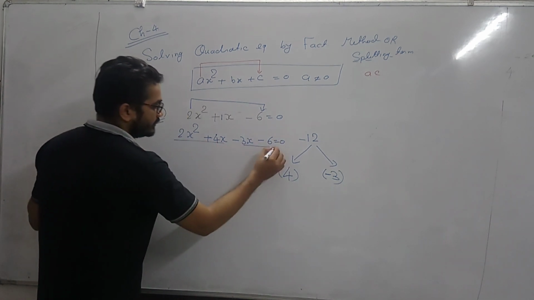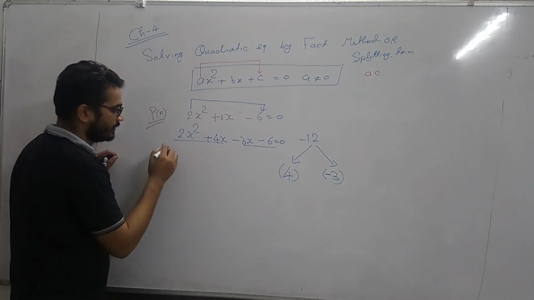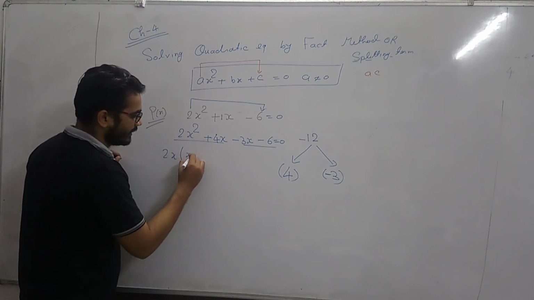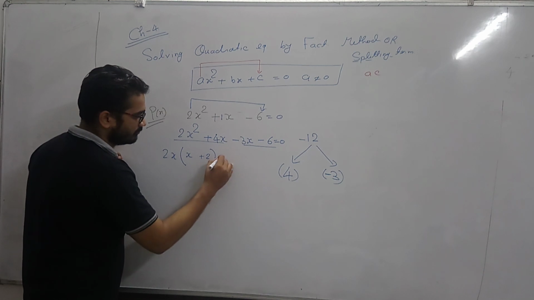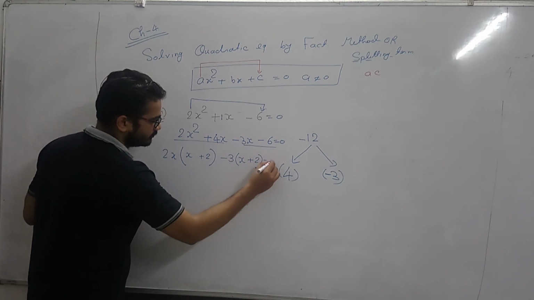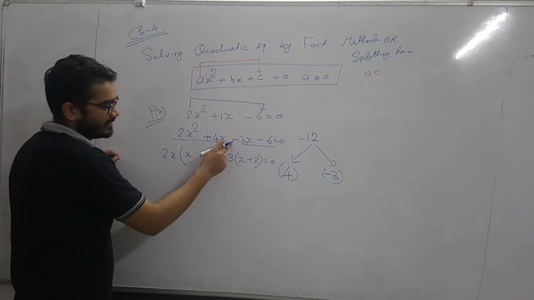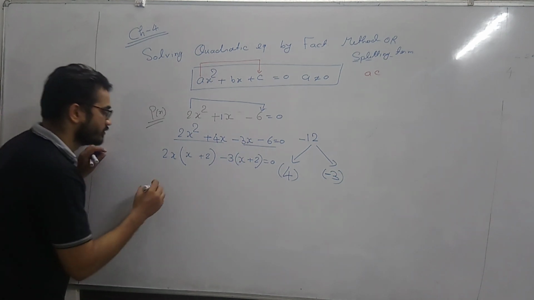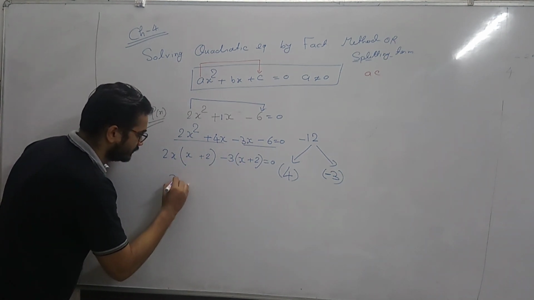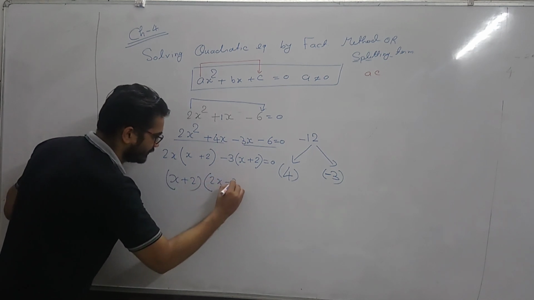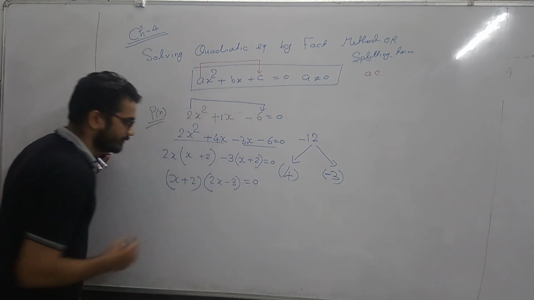Now taking these two as a pair, what is common over here? 2x is common, so taking 2x outside, what remains over here? x plus 2. Minus, what is common? 3. So x plus 2 is equal to 0. As I have taken minus 3 outside, that's why it becomes plus. So don't get confused about that. Now x plus 2 is common, so x plus 2 on one side and 2x minus 3 is equal to 0.